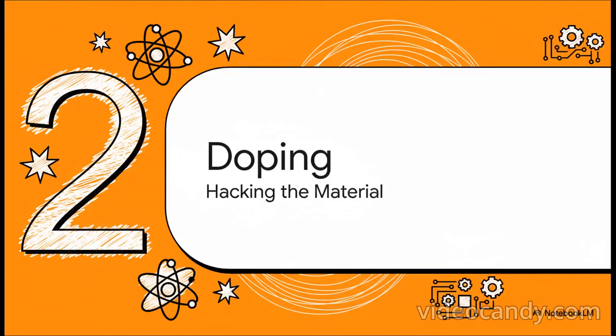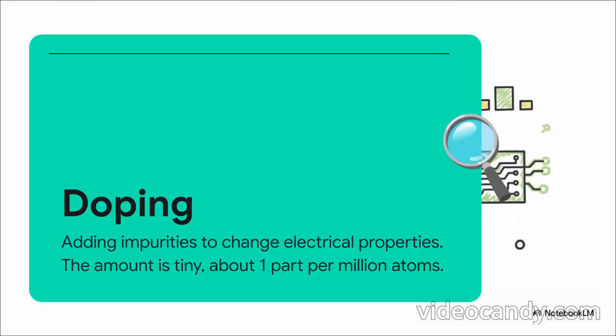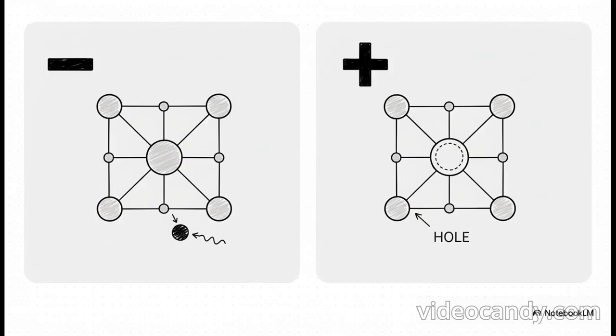You can't just use pure silicon off the shelf. Nope. You have to kind of hack the material. You give it superpowers. And we do this with a process that has a kind of a weird name. Doping. Yeah, doping. And what it means is we're intentionally adding tiny impurities into the super pure semiconductor. And when I say tiny, I mean it. We're talking about maybe one impurity atom for every 10 million silicon atoms. It's like adding a single grain of salt to a swimming pool. But that one tiny change completely transforms how the material behaves electrically.